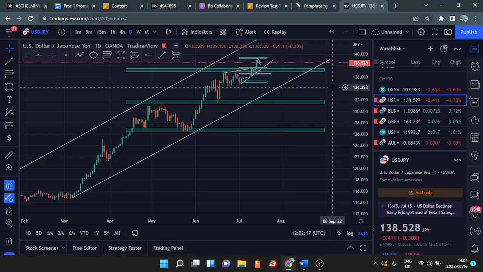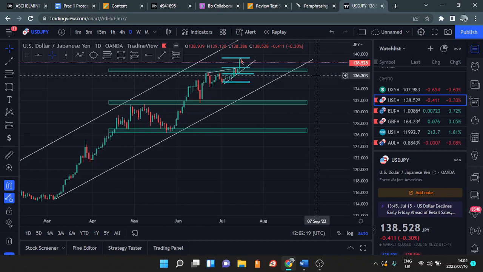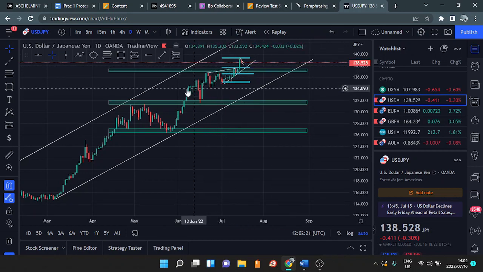So we must be careful, because we do not have a previous structure that could help us spot some key areas where the market is going to reject. So always use proper risk management, guys, and secure your profits.